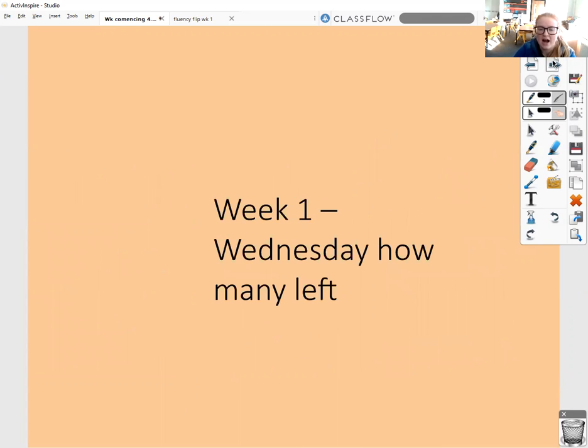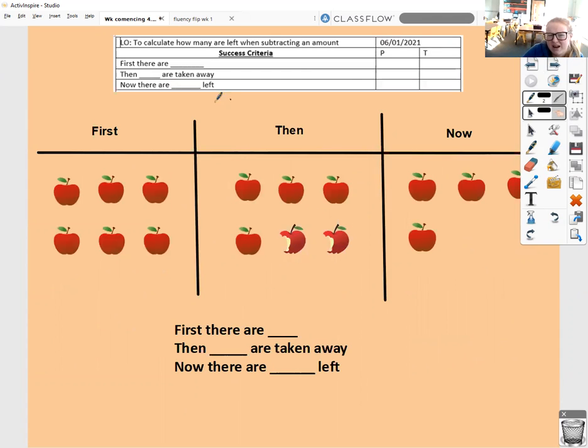Make sure I get an email of this picture of work so I know you've worked really hard. Fantastic. We're going to start with our maths lesson now. So today we're looking at how many are left. So first, how many apples do we have to start with? Let's have a look. 1, 2, 3, 4, 5, 6. First, there are 6 apples.